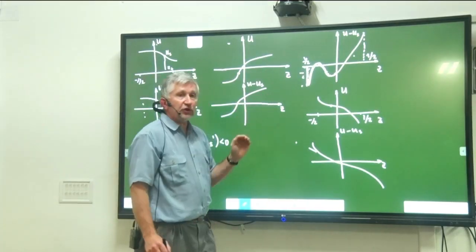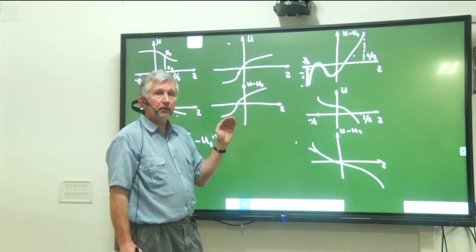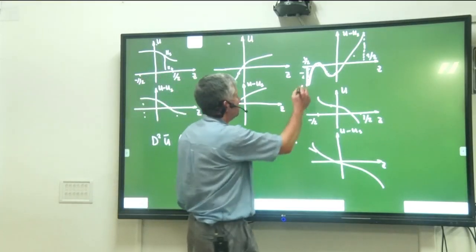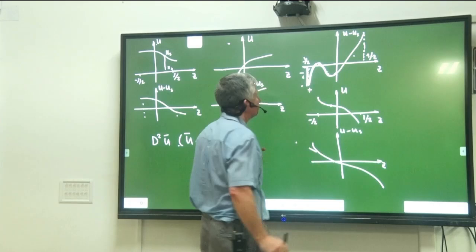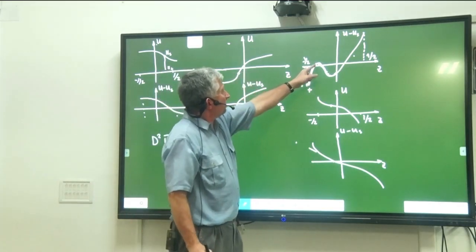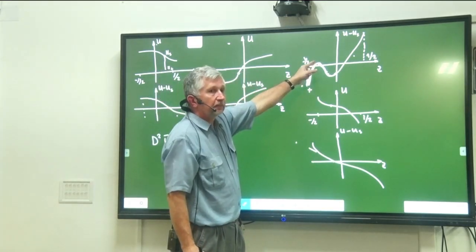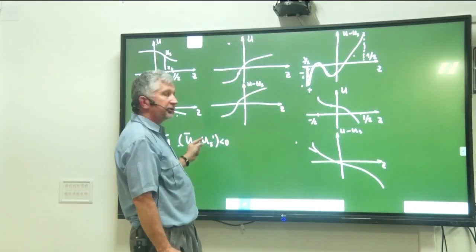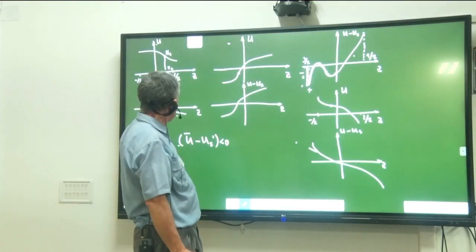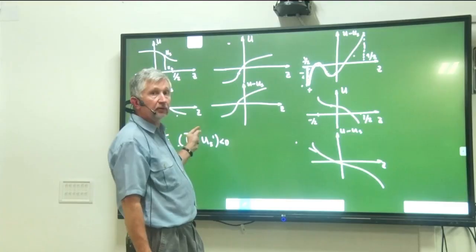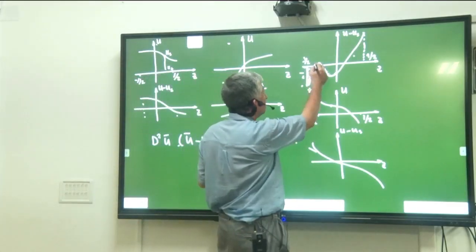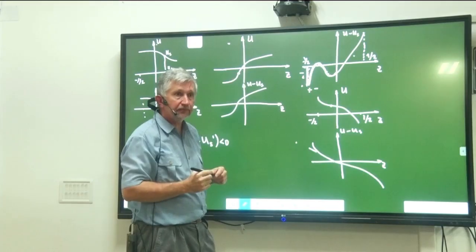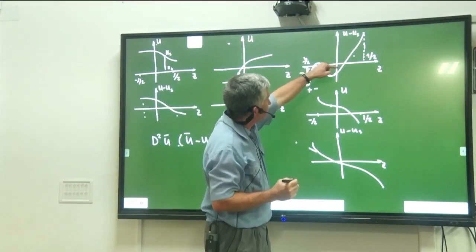What about the curvature? Negative. So therefore the product is positive. Let me put it here. So this is positive. What about here? So this is positive. This is, so overall the product will be negative, right? Let's go to this one.